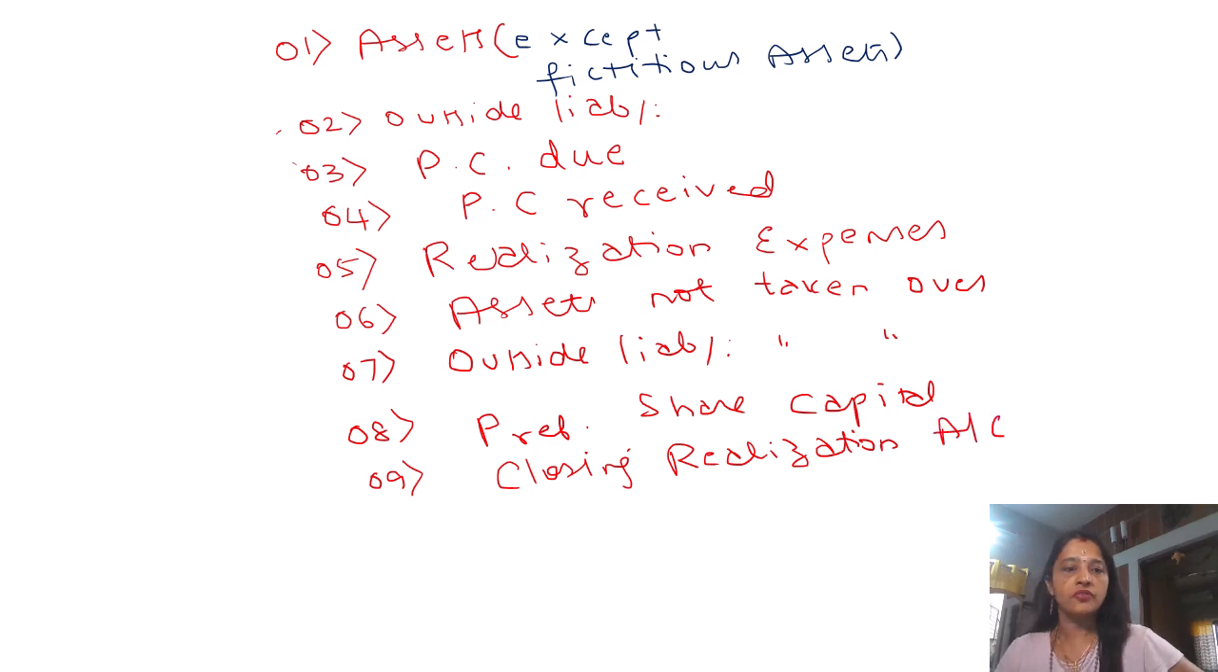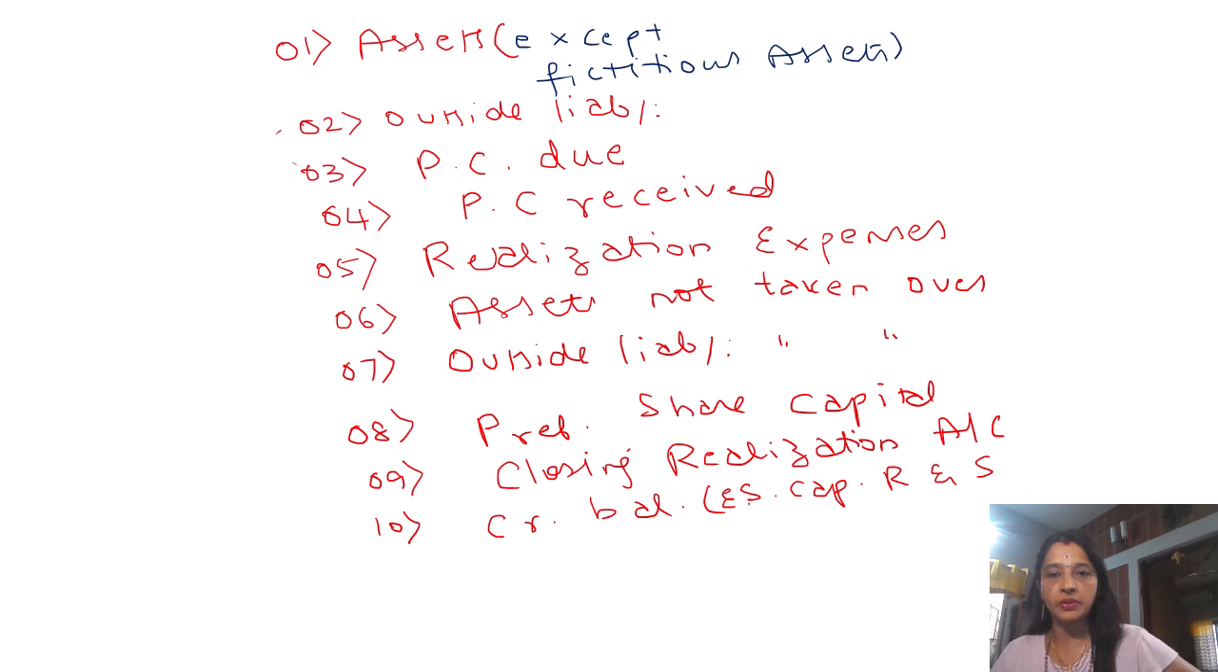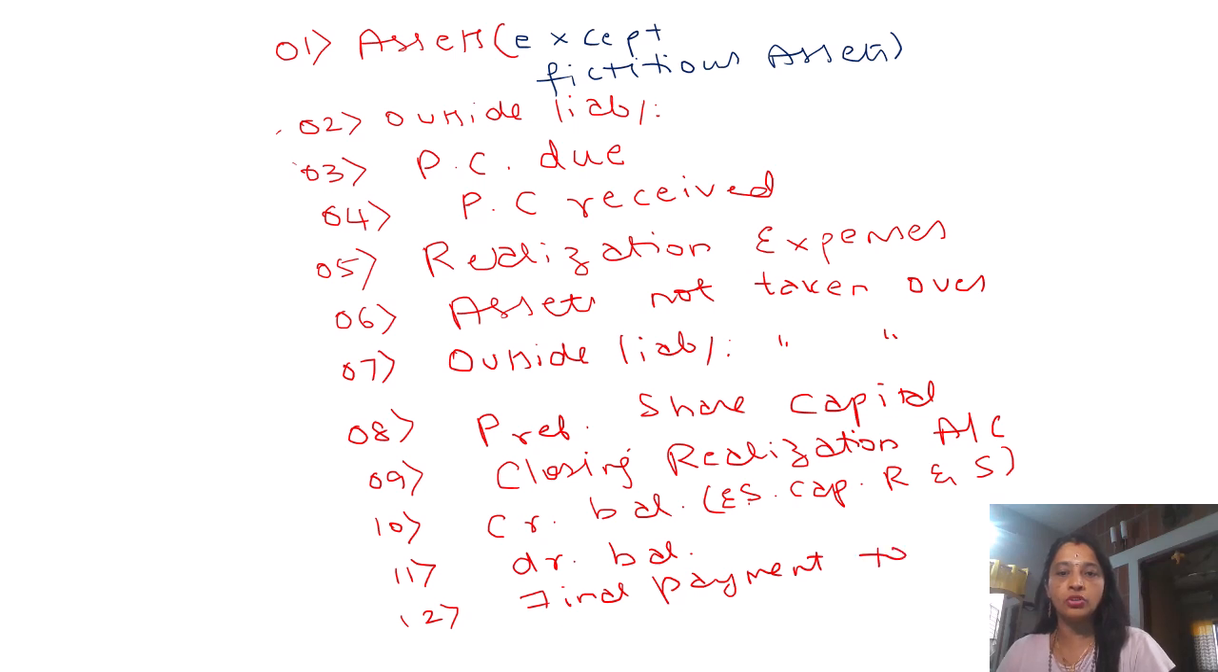Finding out profit or loss on realization. 10th, transferring all the credit balances like share capital, equity share capital, reserves and surplus to equity shareholders account. 11th, transferring all the debit balances of fictitious assets to equity shareholders account. 12th, final payment to preference shareholders, and last, final payment to equity shareholders.